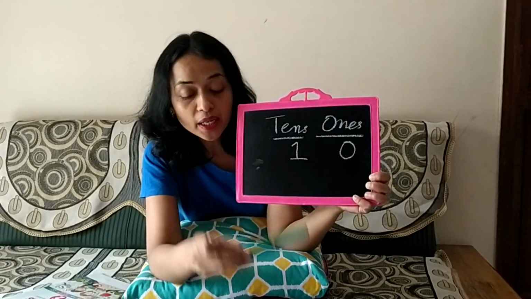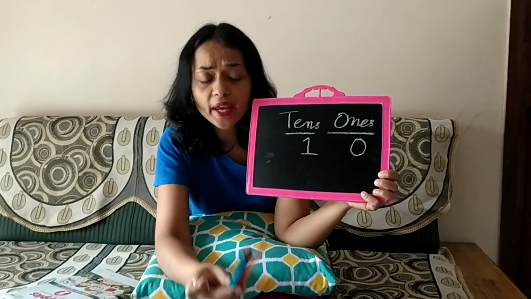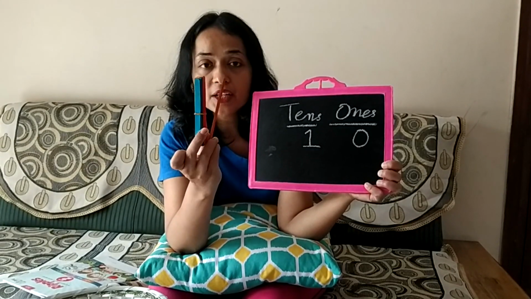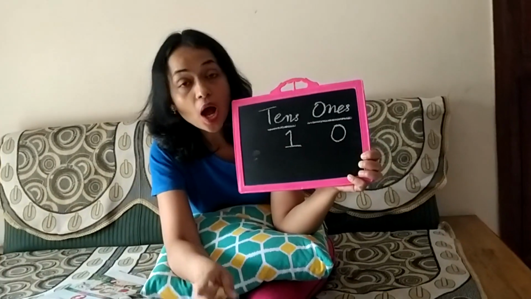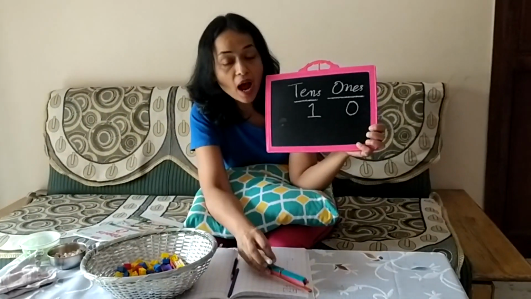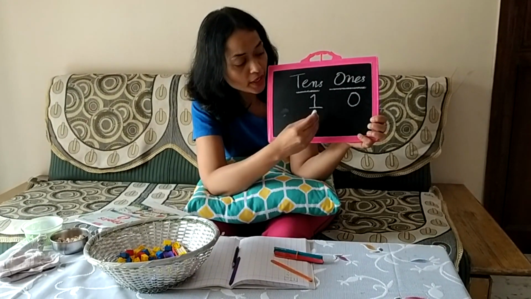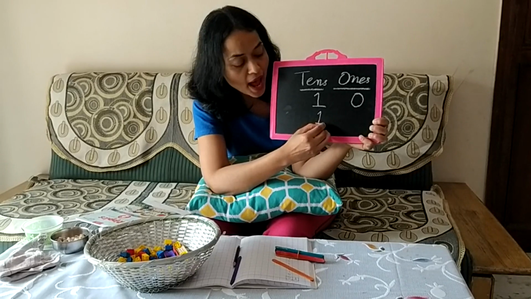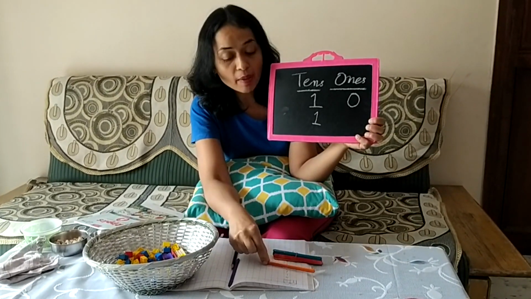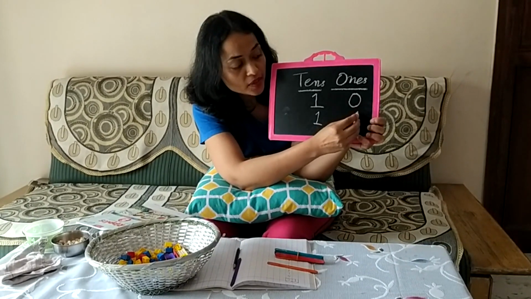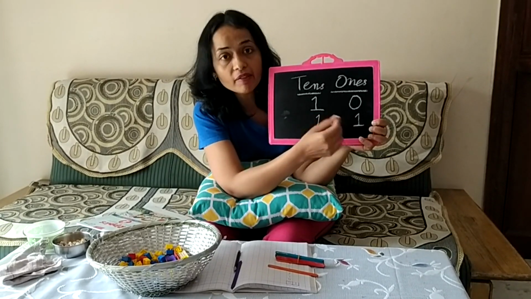Okay. Now let's assume I have 11 objects. Okay. I have 11 objects, right? You can see I have one bundle and one more popsicle stick. Okay. So how I am going to write it? I have one bundle. This is 1 ten. Okay. So I am going to write 1 here and I have one more ice cream stick. So I am going to write it under this. Okay. This represents number 11.